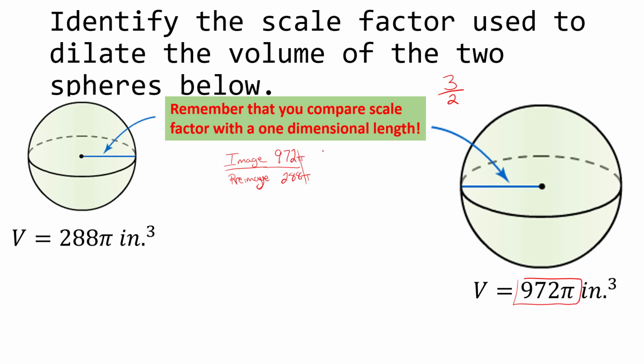We can see right away the pi's will simplify. And we can simplify 972 over 288. And that becomes 27 over 8. Now, the statement above, one-dimensional length comes into play.